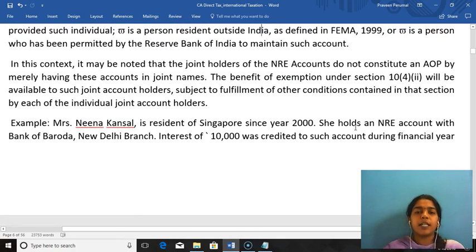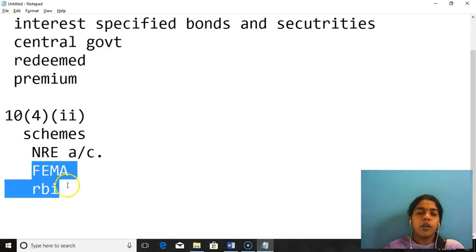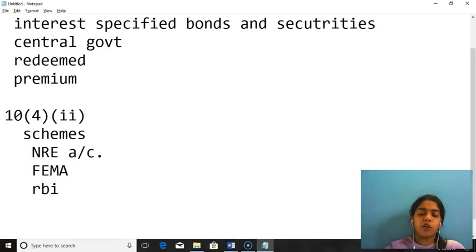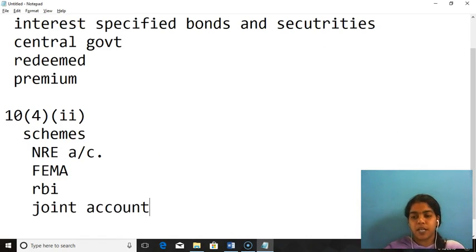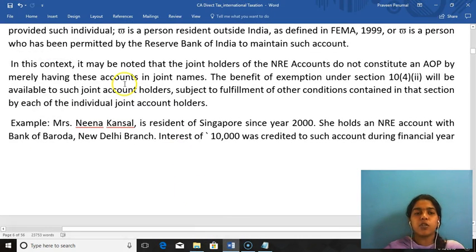In this context, it may be noted that the joint holders of NRE account do not constitute an AOP by merely having the accounts in joint names. So, with regard to the banking sector, there is a concept of joint accounts. A joint account can be maintained in the name of two different persons. So, what is this talking about? Joint account holders of the NRE account do not constitute an AOP. What is AOP? Association of persons. Just because the account is in the name of joint holders, the joint holders by virtue of that do not constitute an association of persons. Just because they are joint holders of the NRE account does not make them an AOP.